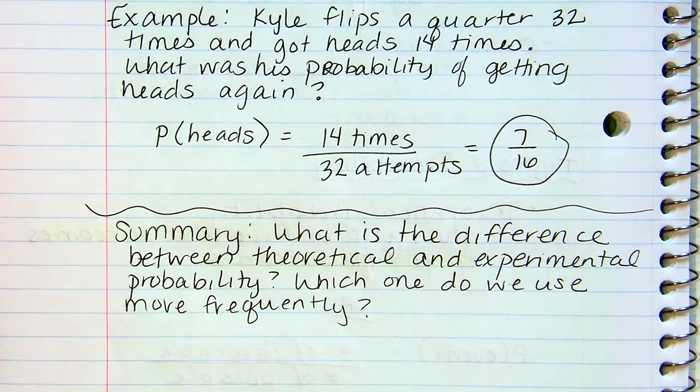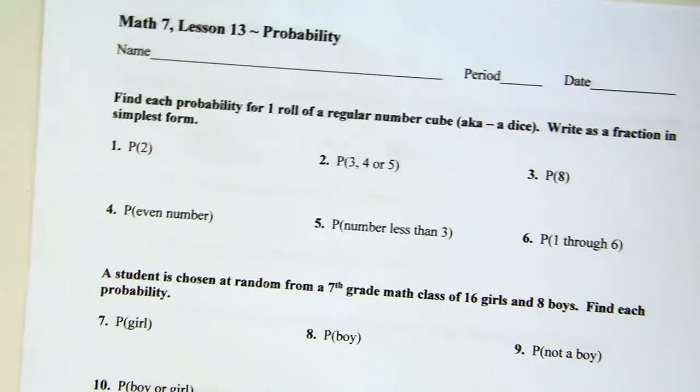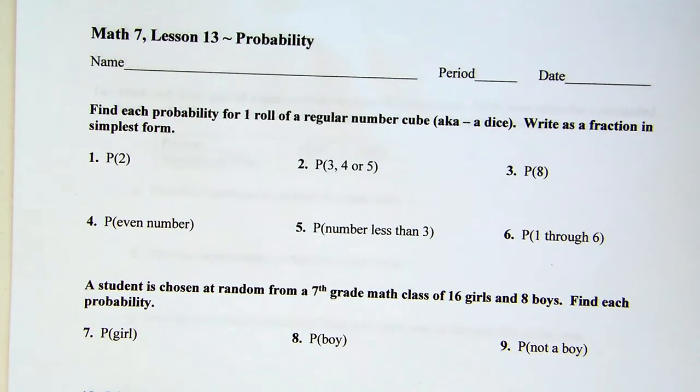All right. Now, I'm hoping that you've actually taken the time and gone through and created that summary. Let's get this started. So, your assignment today looks like this. It is Math 7, Lesson 13, our topic, probability. Please make sure that you write both your first and last name on each one of these pages. There are 2 pages in this assignment.